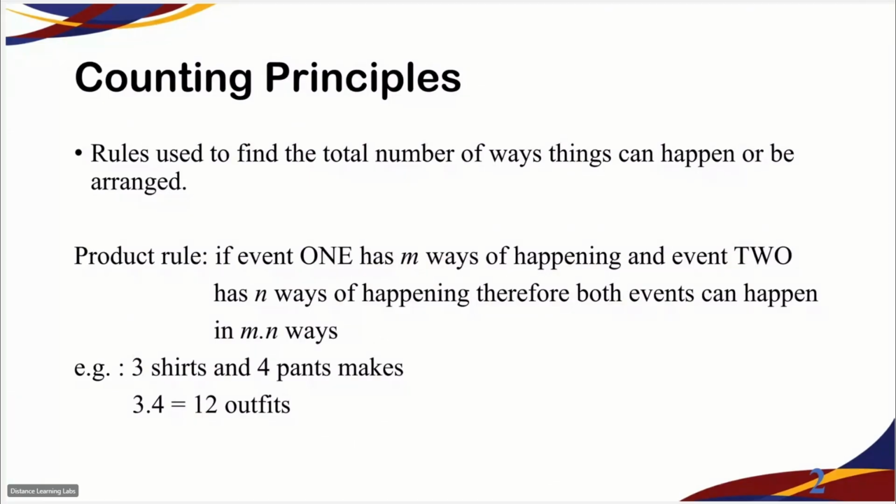Like I was saying, counting principles are the rules that are used to find the total number of ways things can happen or be arranged. Rule number one is referred to as the product rule, that says if event one has m ways of happening and event two has n ways of happening, therefore both events can happen in m multiplied by n ways.